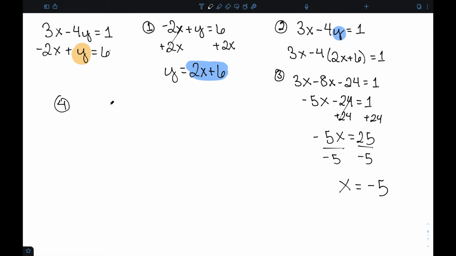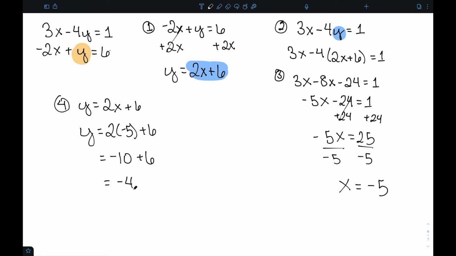Step 4 then uses this equation that I had in step 1, y equal to 2x plus 6, and substitutes in negative 5 for x. So 2 times negative 5 plus 6. y equals negative 10 plus 6, or negative 4. So my solution is negative 5 comma negative 4.